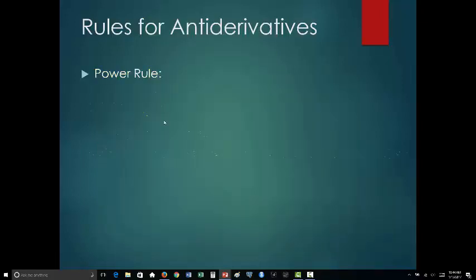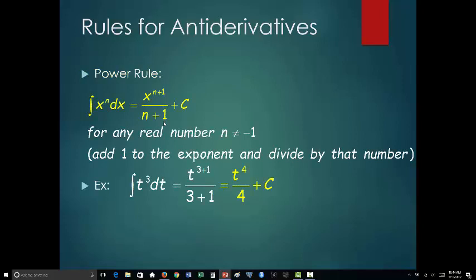All right, regardless, let's do some really simple examples to start. If we integrate t cubed dt, here my n is 3. So it's t to the 3 plus 1 over 3 plus 1. Well, 3 plus 1 is 4, so it's t to the 4th over 4 plus your constant of integration.